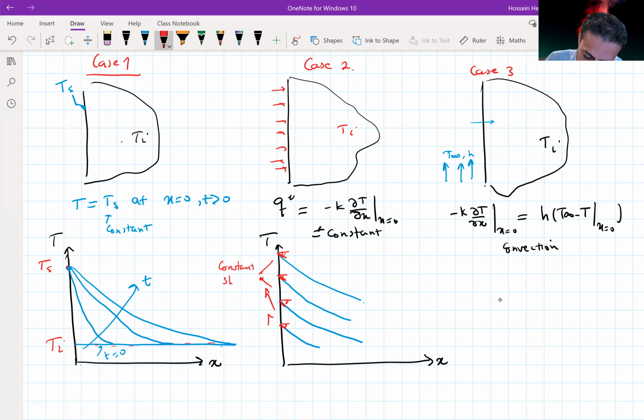Constant slope, and the slope is dT/dx, since we have a constant flux. This is the second one.